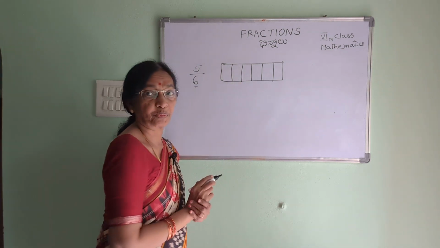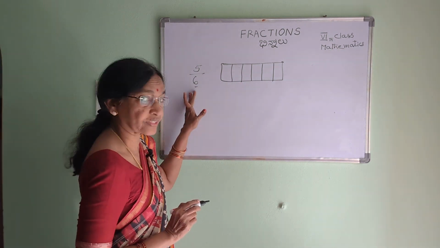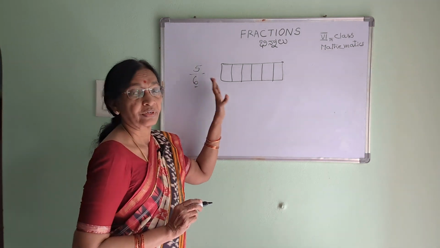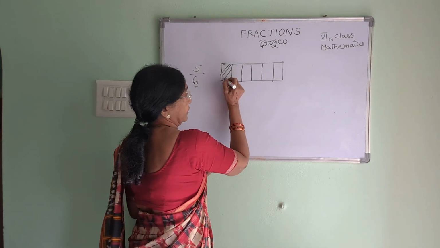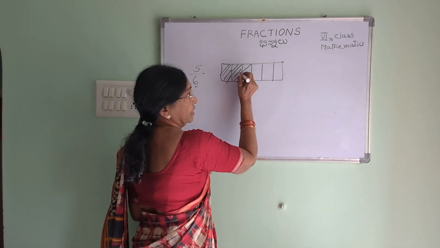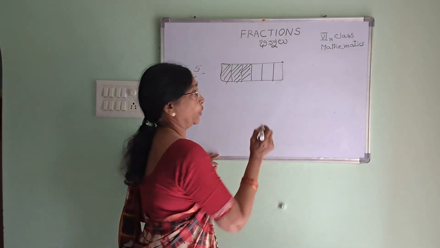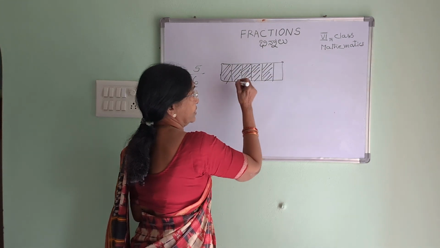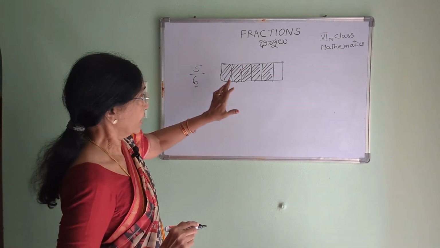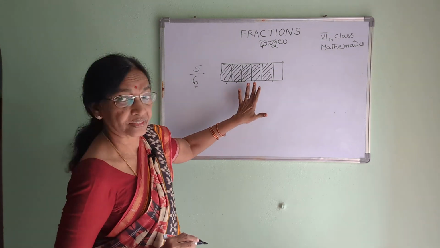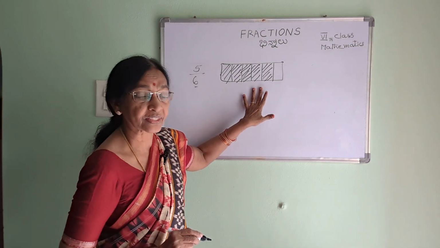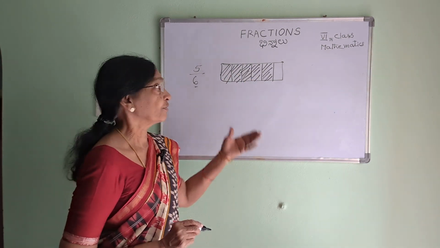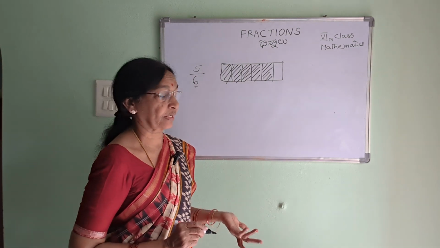So total number of equal parts are 6, because it is 5 by 6. 6 represents the total number of equal parts, and 5 represents the number of equal parts considered, or taken out. So 5 are shaded. These 5 parts are taken out. Then 5 by 6: this shaded portion represents 5 sixths of the whole, or 5 by 6th of the rectangle.